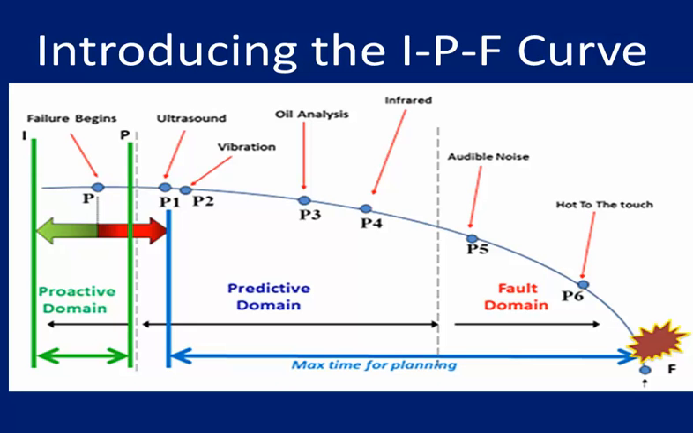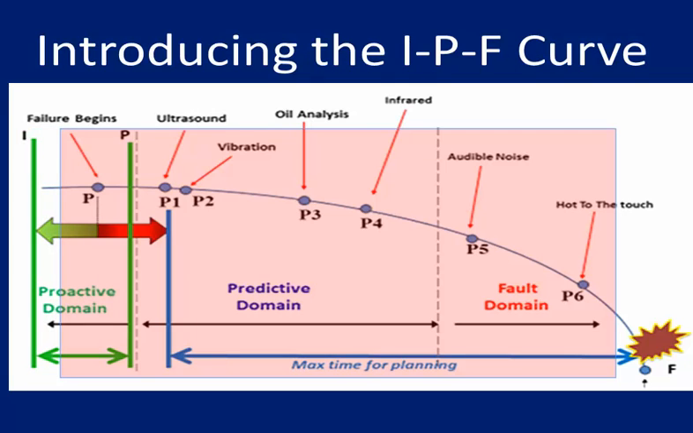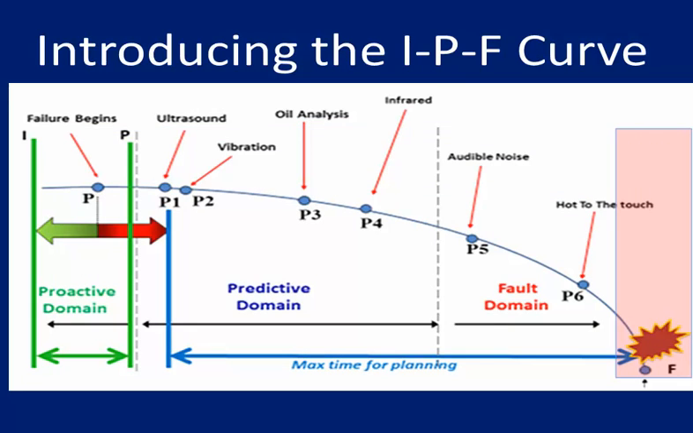detection. The IPF curve represents the life cycle of a unit or component from installation to point of failure, from detectable potential failure to all-out failure. The proactive domain represents the time from installation to the point that a potential failure begins, and the proactive activities can range from redesign to adding extra safety features.